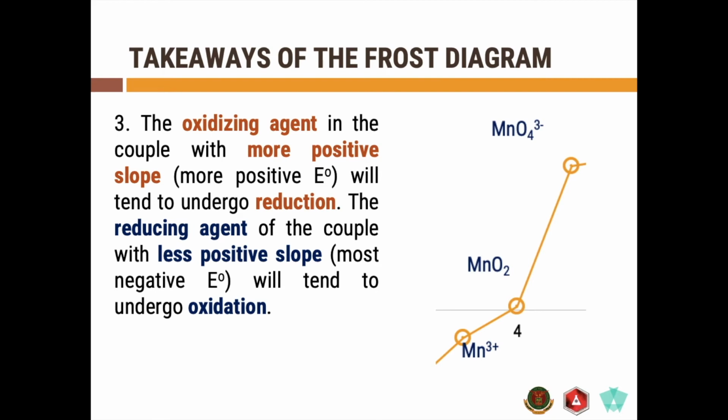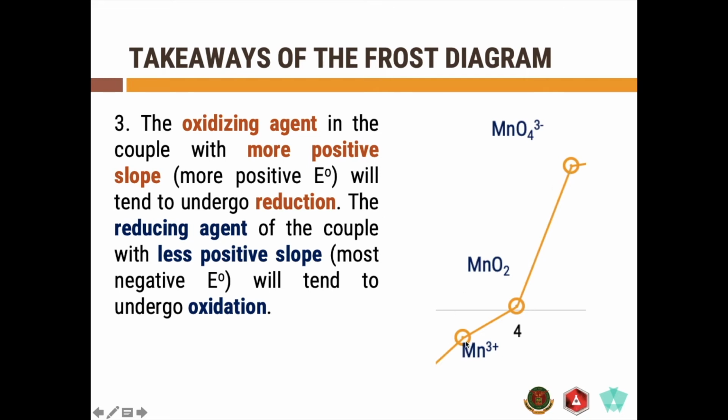So here is a concrete example for the manganese frost diagram. So you can see that you have Mn3+ to MnO2. Obviously this is in the plus 3 state, and for MnO2, manganese is in the plus 4 state. You have here MnO4 3-, wherein your manganese is in the plus 5 oxidation state.